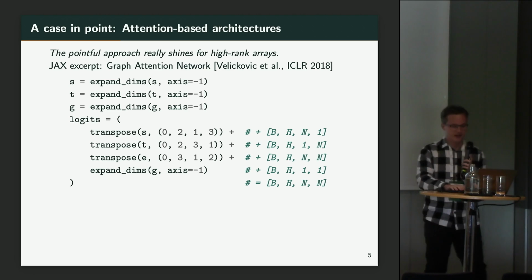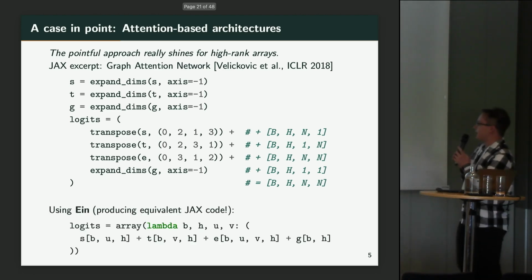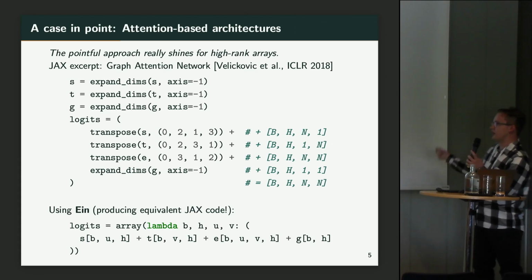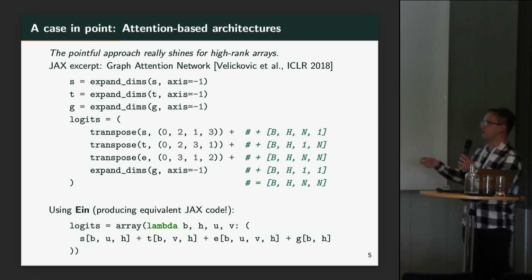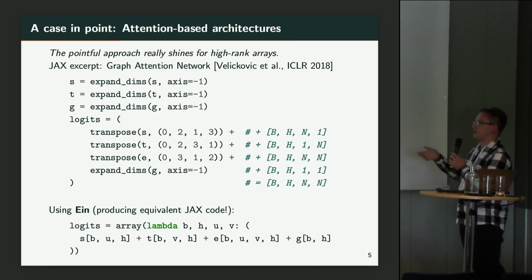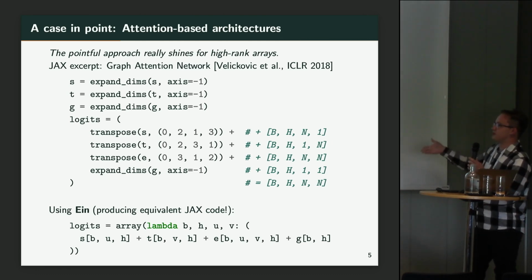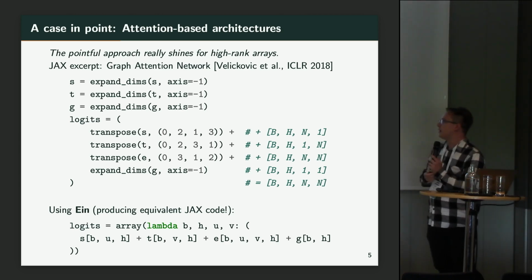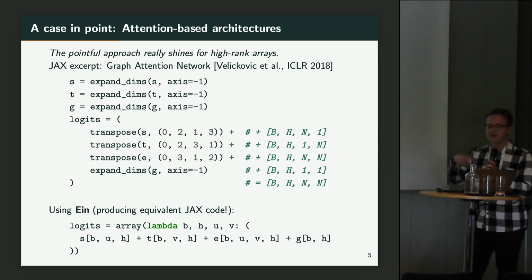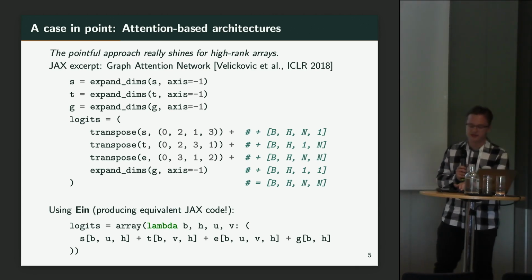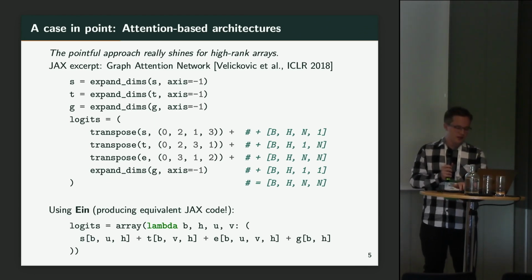I don't think there's a mistake, but why not just write code like this? And this is Ein. Ein just says, define me a four-dimensional array, BHUV. Those names have meaning for the axes if you look at the original implementation, but either way, it becomes much clearer what this is actually doing, what the transpositions are doing, what the broadcasting is doing. And the key fact here is that this is producing equivalent Jax code. The original code was Jax, and this is also going to produce it. There might be some small differences, but it turns out that performance-wise, it's fine.